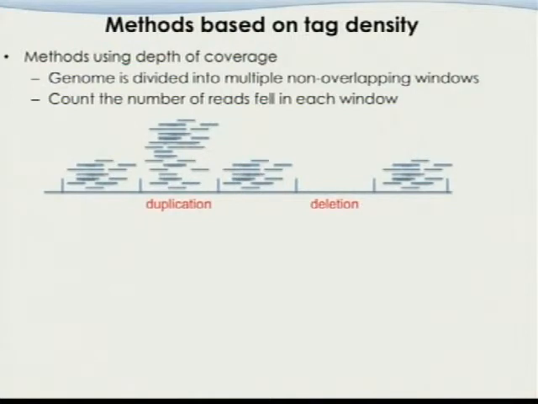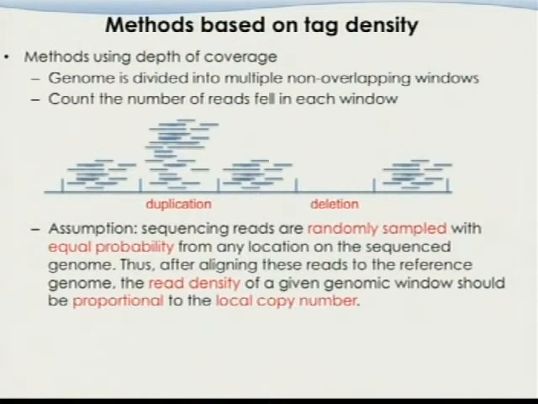Usually the way to do it is to divide the genome into multiple windows and count the number of reads that fall into each window. So this is more suitable for copy number variation studies, okay? Which is straightforward. You can see there's a duplication here, and this is a deletion here. Again, think of our mappability issue as well, right? So this is perfectly valid.